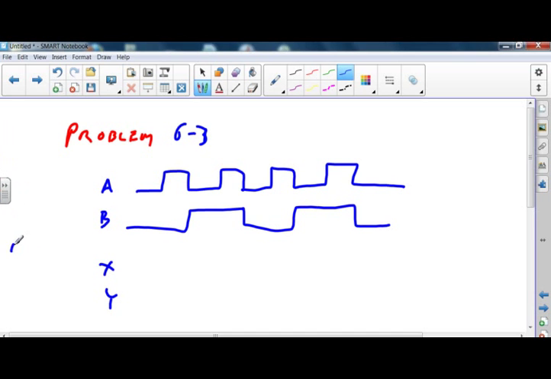Okay, so I've got A, B, exclusive OR, X. And I got A, B, exclusive NOR, Y. Okay, so now I'm going to do the X guy. When they're both 0, I'm at 0. When one of them is high, I'm high. Something might happen there called a glitch.